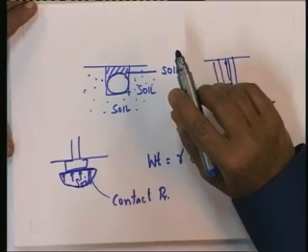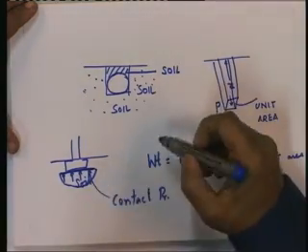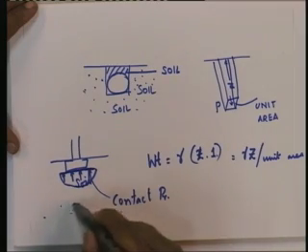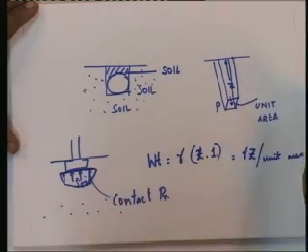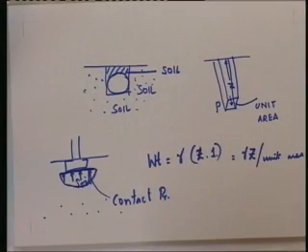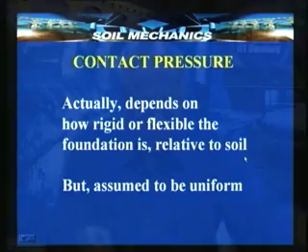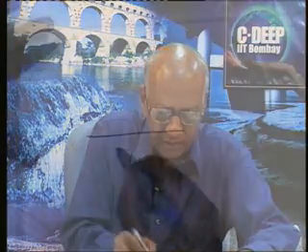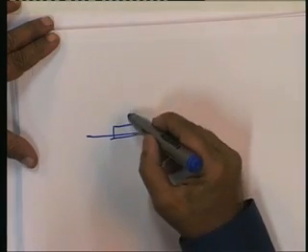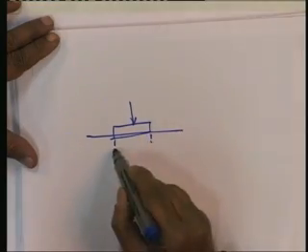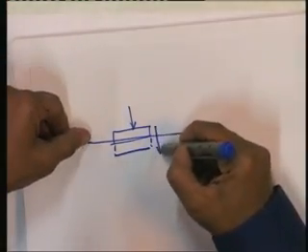This contact pressure, which is arising below the foundation, is what is responsible for creating stresses at several points inside the medium. Let us see next. This contact pressure actually depends on the rigidity or flexibility of the foundation relative to the soil. Imagine, suppose I have a rigid foundation. This foundation is so rigid that when I apply a load on this, it is going to settle uniformly because it is a rigid object, it will simply go through.